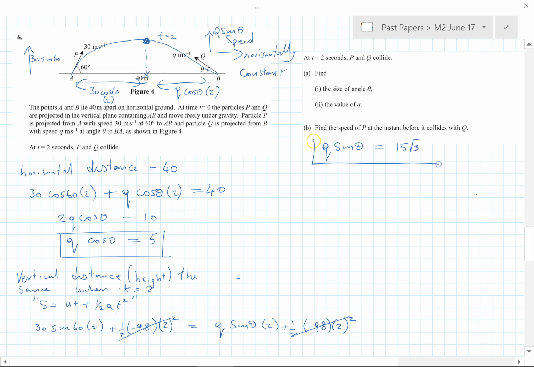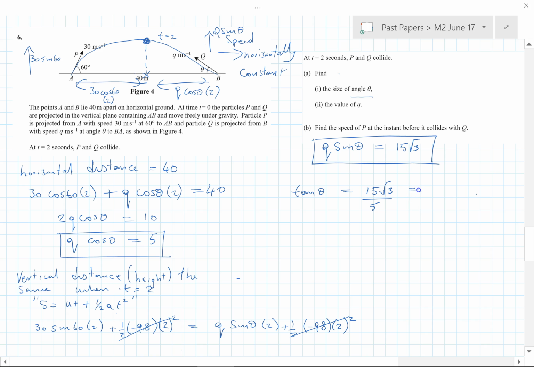So there's our simultaneous equation. We might as well work them out in the order we're being asked for. So, a bit similar to the last question, we divide the two to get tan theta. So tan theta is equal to sine theta over cos theta, so that's 15 root 3 over 5.